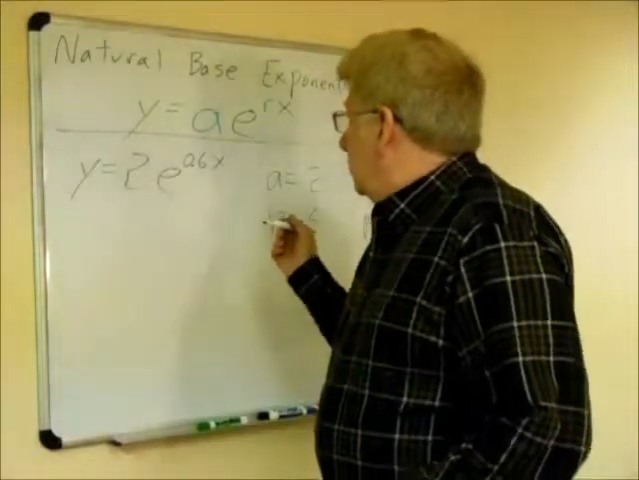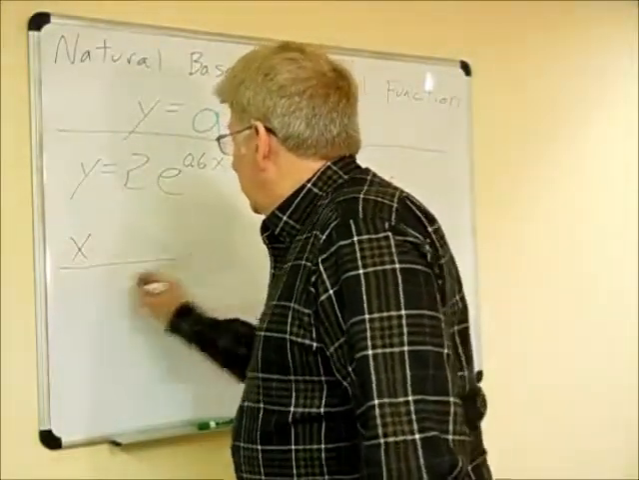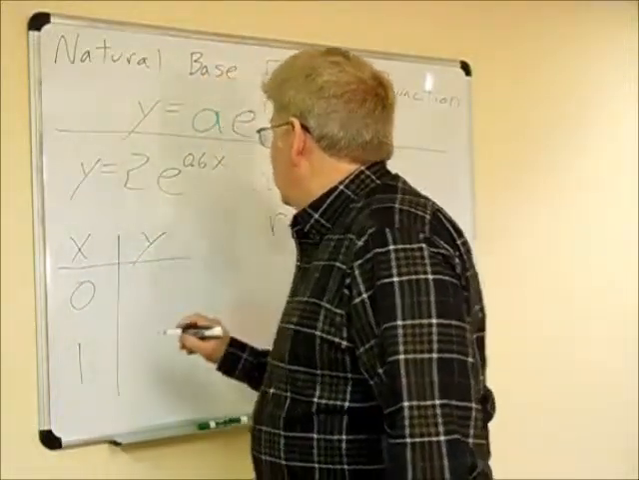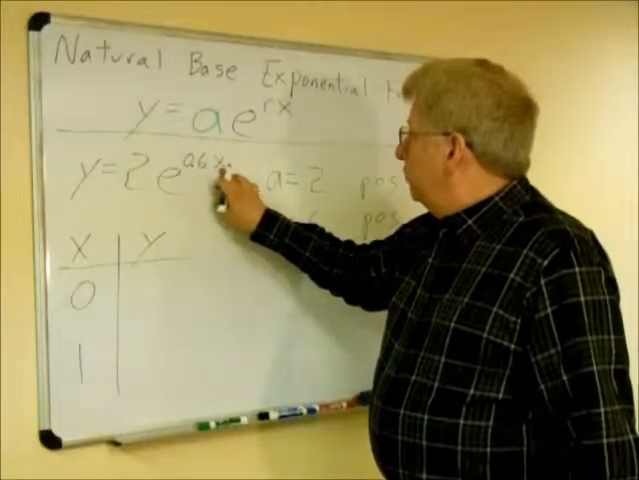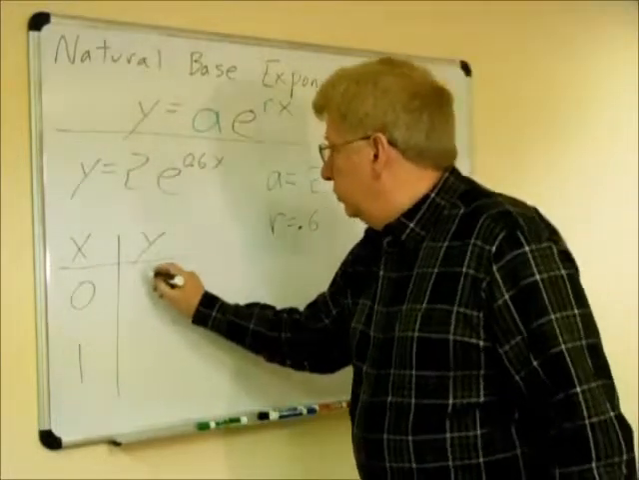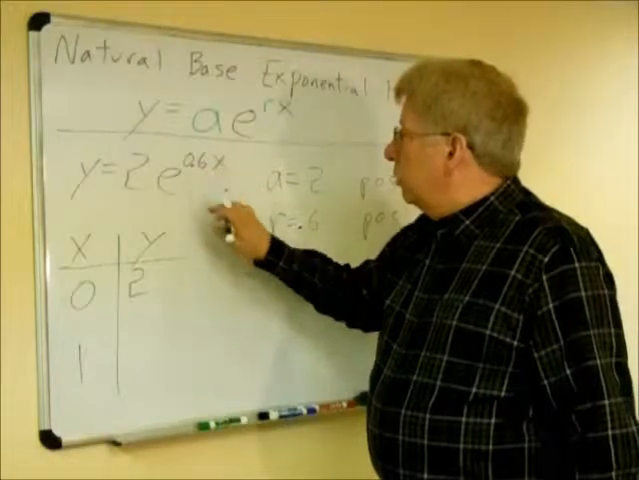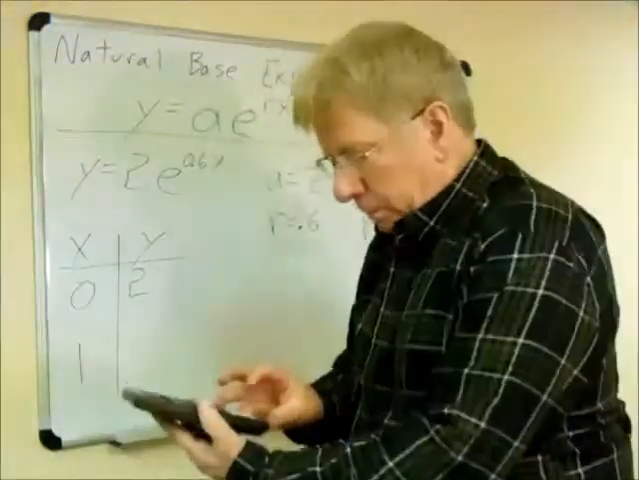Now if we want to graph this, we can try x is 0 and x is 1 and see what our y value ends up. So when x is 0, 0 times this is 0. e to the 0 is 1. 1 times 2 is 2. When x is 1, we have e to the 0.6. And for that I'll have to use a calculator.